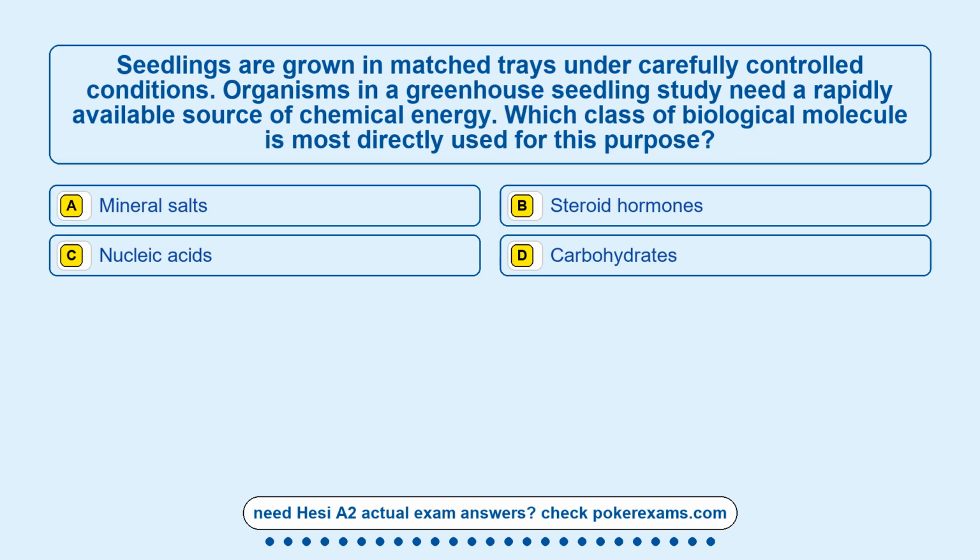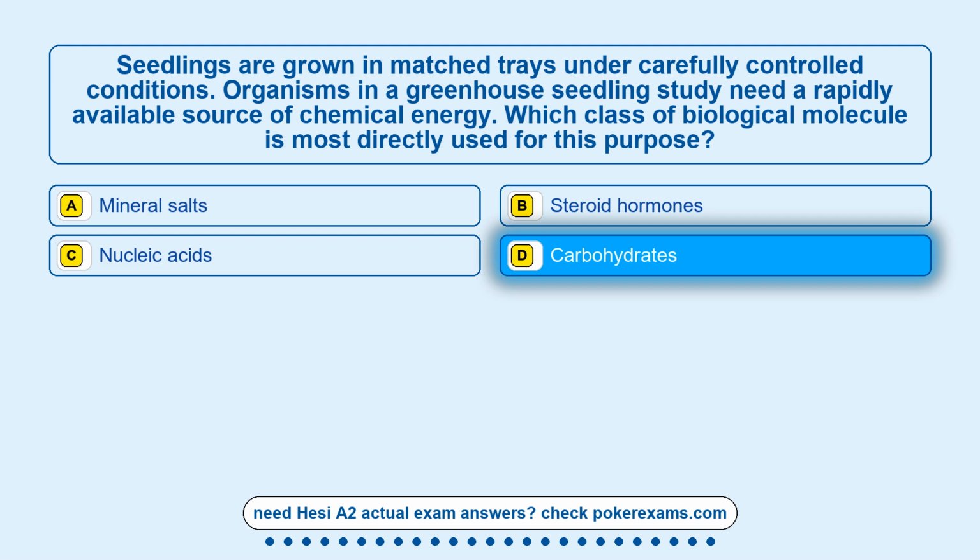Question 21. Seedlings are grown in matched trays under carefully controlled conditions. Organisms in a greenhouse seedling study need a rapidly available source of chemical energy. Which class of biological molecule is most directly used for this purpose? Option A, mineral salts. Option B, steroid hormones. Option C, nucleic acids. Option D, carbohydrates.